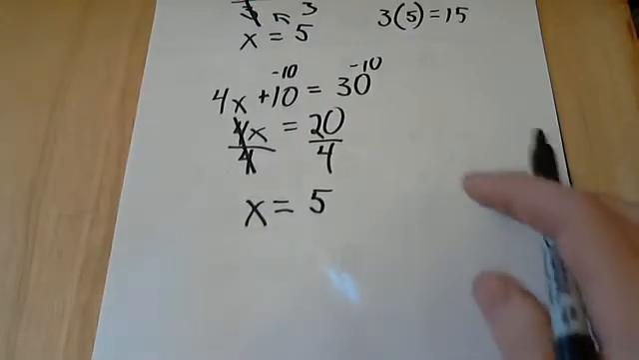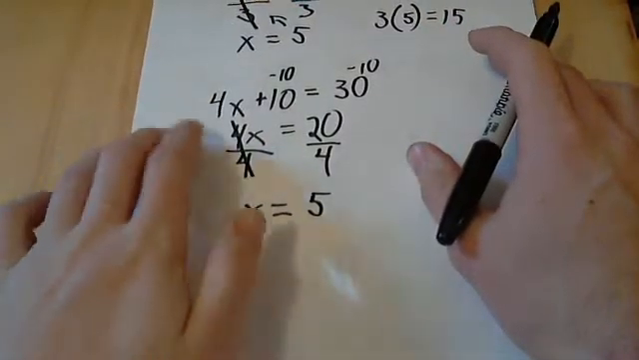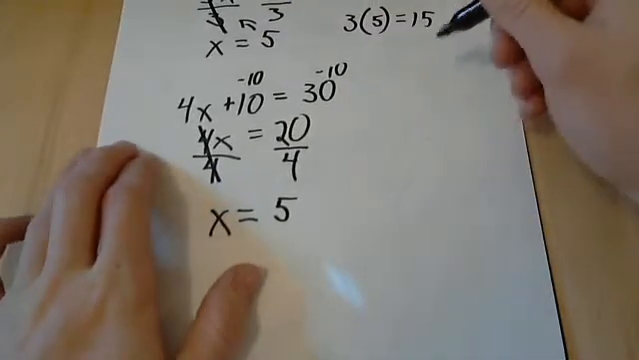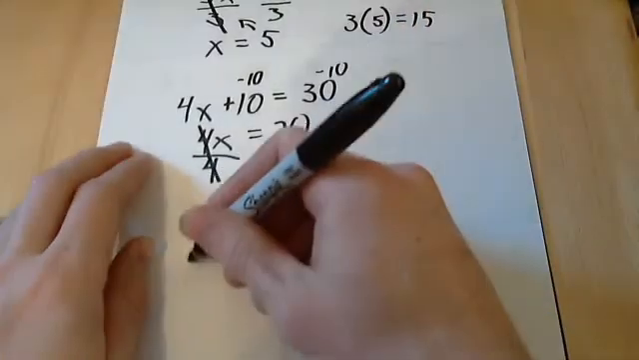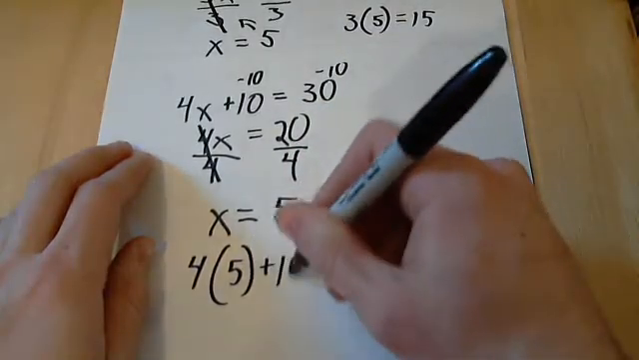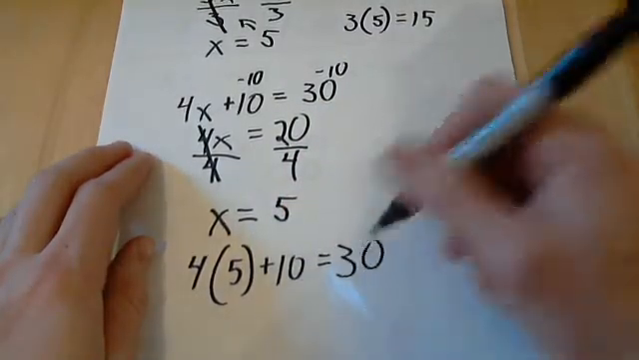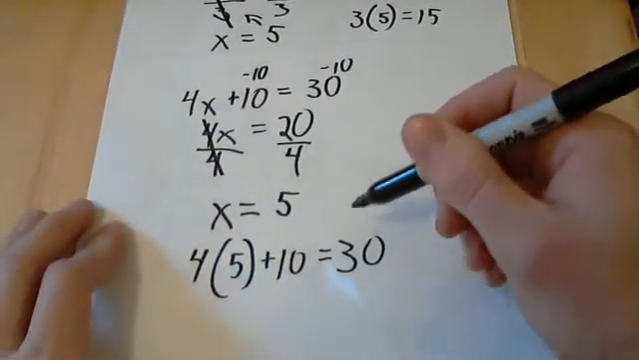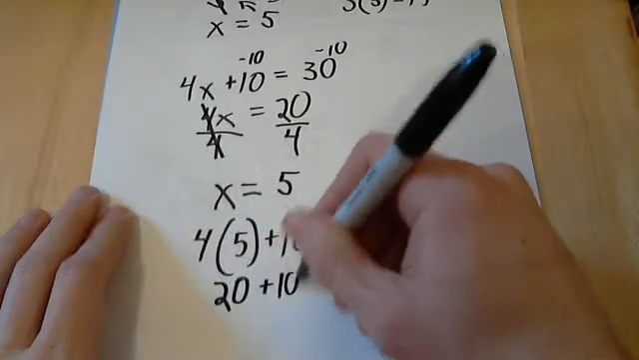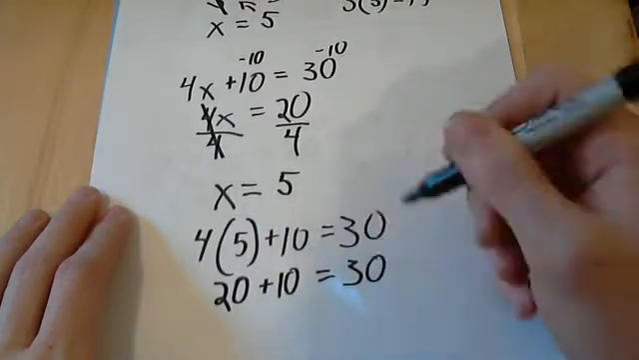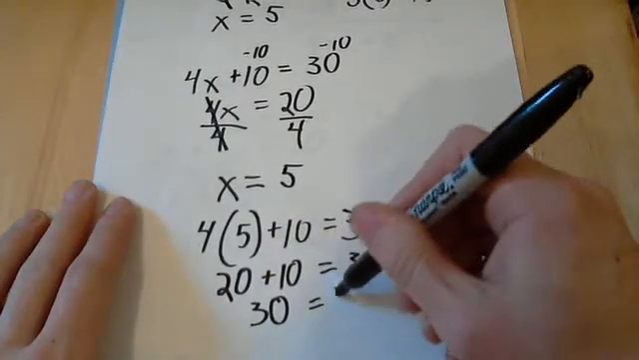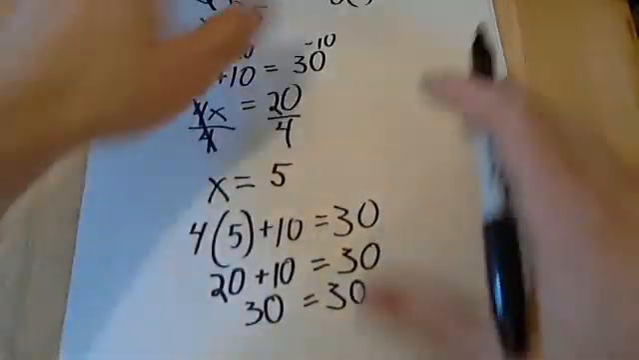Now, once again, let's plug that back into our original and prove that it's correct. So 4 times 5 plus 10 equals 30. Well, what's 4 times 5? It's 20. And 20 plus 10 does in fact equal 30. So we know that that situation is accurate as well.